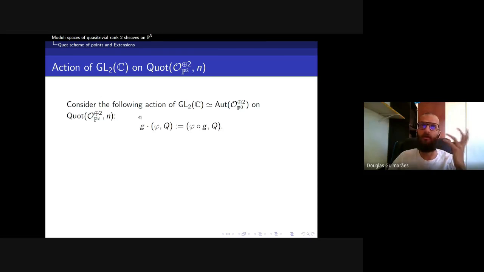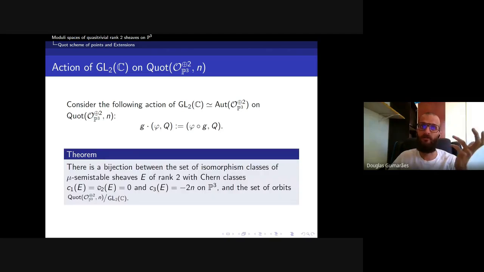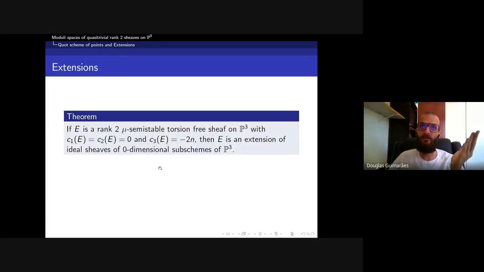And using this action and the results that we just proved, we can achieve this theorem. We have a bijection between the set of isomorphism classes of mu-semistable sheaves of rank 2 with these Chern classes, and the set of orbits of this action of GL2 on the Quot-scheme. So we can study other moduli spaces using this, but I'm not going to talk about this now. And we can jump to the next viewpoint, that is the extensions of sheaves.